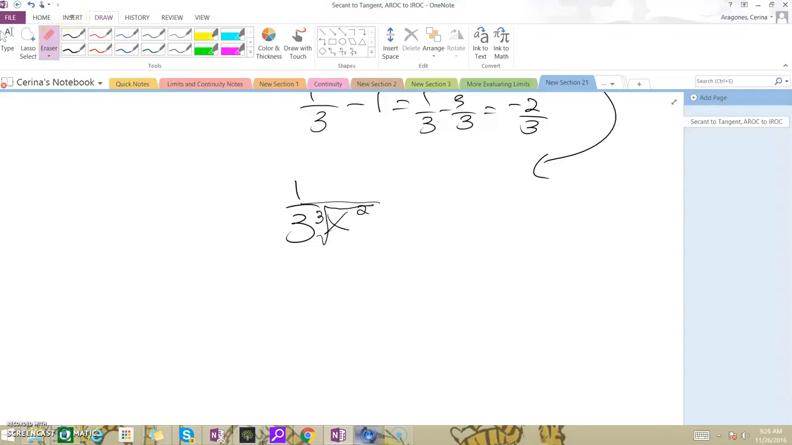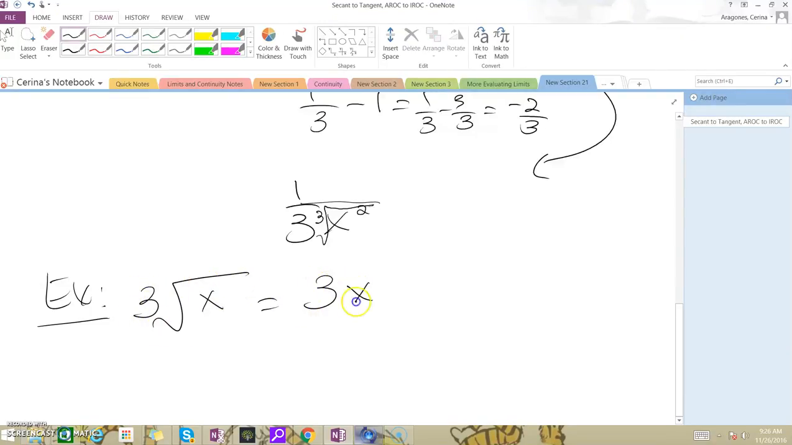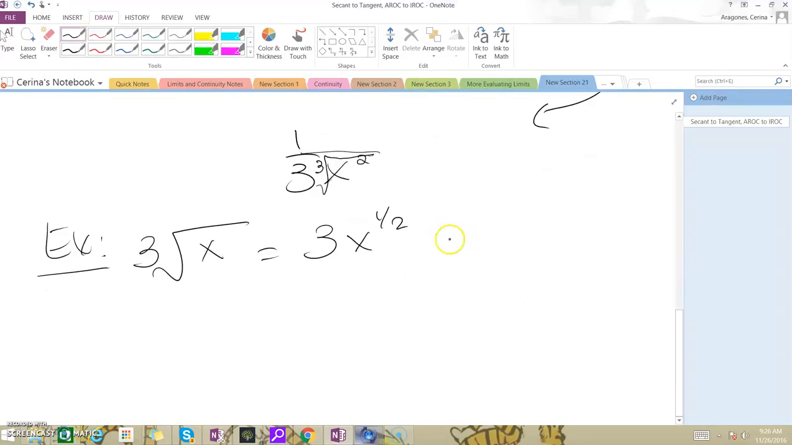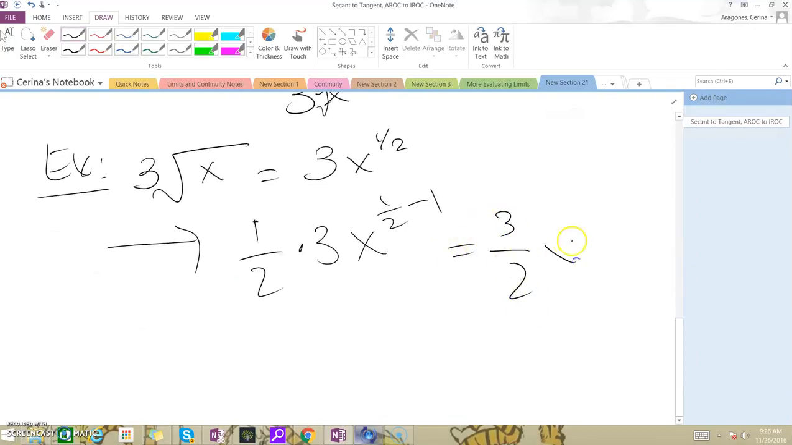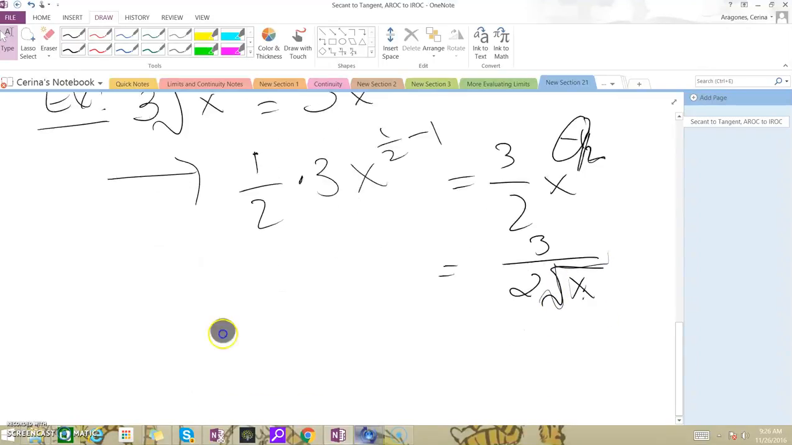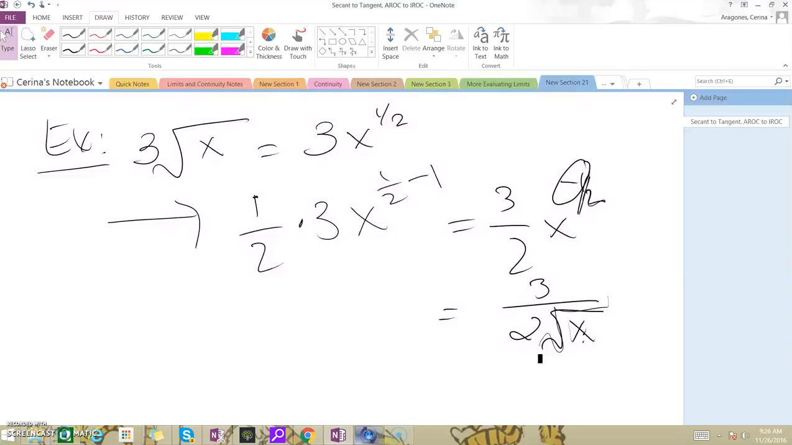So if we do something like 3 times the square root of x, this can be rewritten as 3 times x to the 1/2, which is then the derivative becomes 1/2 times 3x to the 1/2 minus 1, which is equal to 3/2 x to the negative 1/2, which is actually 3 over 2 times the square root of x. It's on the bottom because you have a negative 1. Puts it here, and then the over 2 means it's a square root. Okay, so that's for the power rule.